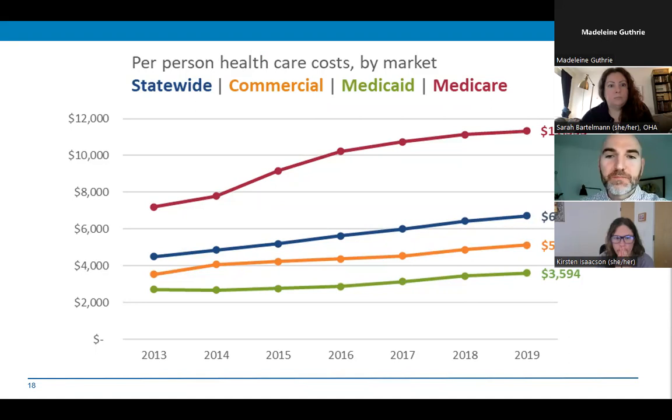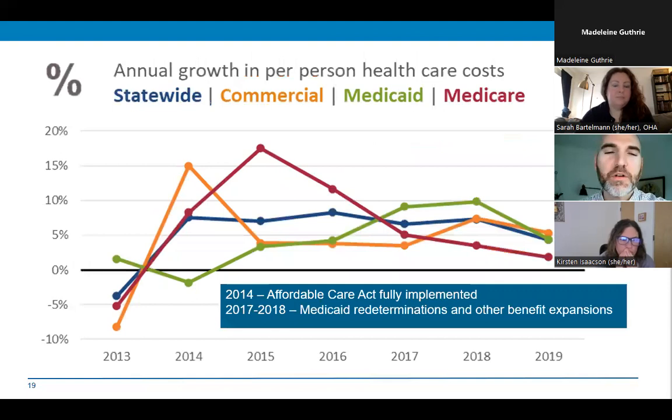Let's go a little deeper. Let's go to the next slide. And here's where we get to a little more volatility. One more slide. So here we're going to look at the annual. Now we're not cumulative anymore. We're looking at annual growth per person healthcare costs by market. So there's a lot going on here.